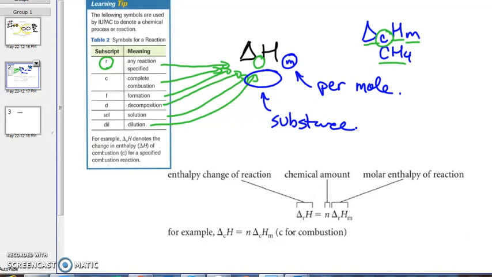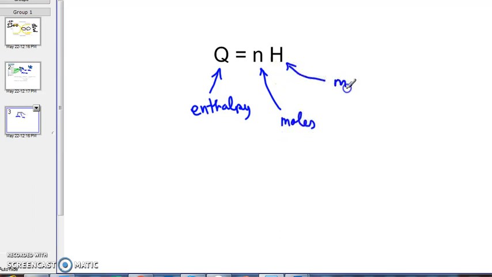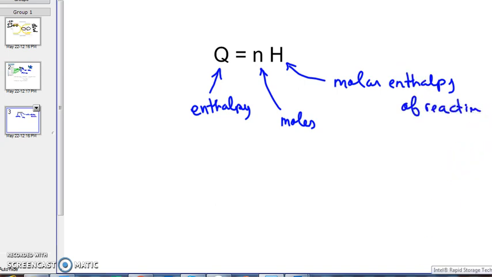So ultimately what this comes down to is a formula that we can use. Q is equal to nH, and really what this is just saying is Q, or the enthalpy, is equal to the number of moles multiplied by the molar enthalpy of reaction. Okay, so let's take a look at a couple of examples here.